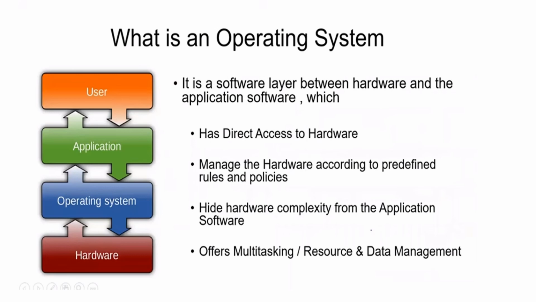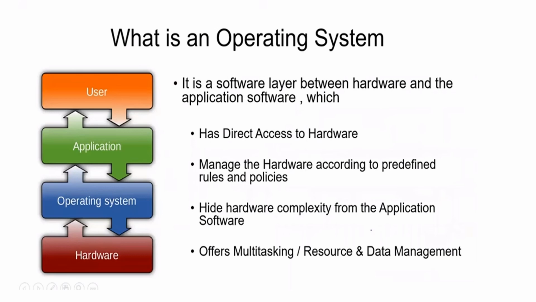Based on the application, we have different kinds of operating systems. Some operating systems we use for computer systems, some for mobile, and for embedded systems we use real-time operating systems. Here you can see the hardware; in between, we have the operating system, and above it the application software and the user.